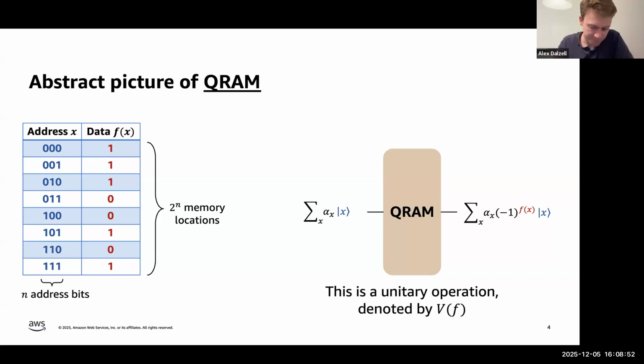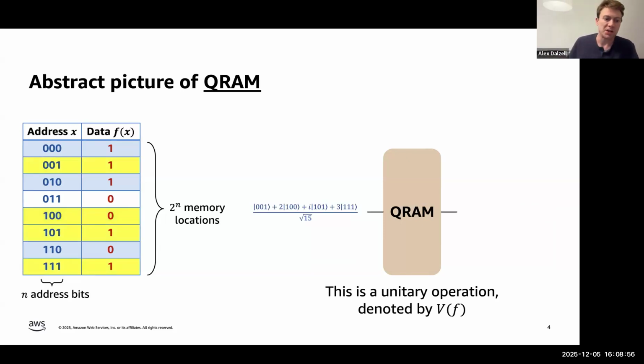in this data set. So as a concrete example, if we're given this superposition of 4 entries of our data set with certain coefficients, we'd like to apply a -1 phase only on 3 of those 4 entries, and this should depend on the data set F. We can see that this is a unitary operation that we wish to apply, and we're going to call that unitary operation V of F.